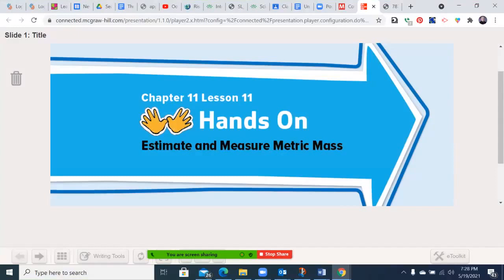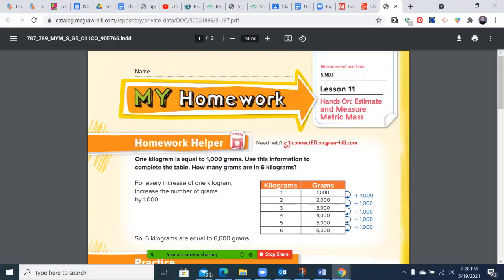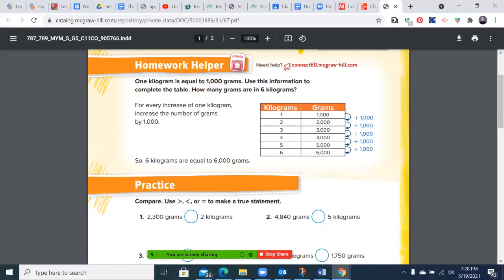Today's episode, Chapter 11, Lesson 11, Estimate and Measure Metric Mass. Today's episode starts by looking at the final product, which you'll be completing at the end. And today we're going to be doing conversions.